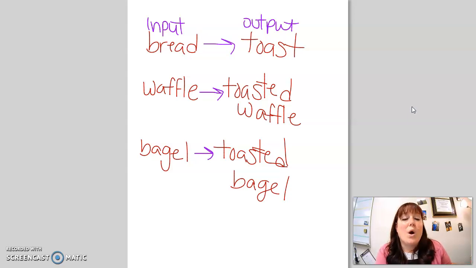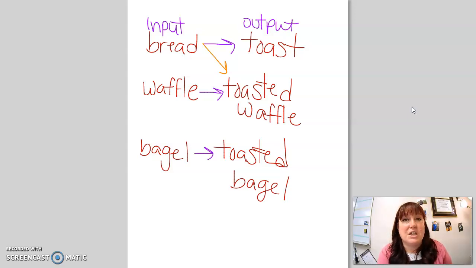Now, what if I put in bread and I might get out toast, or I might get out a toasted waffle? I don't know, it just depends. Well, then it would not be a function, right? That's not how a toaster works. You put something in, you always get just one thing out. There's no way I could put in bread and get something random like a toasted waffle out.